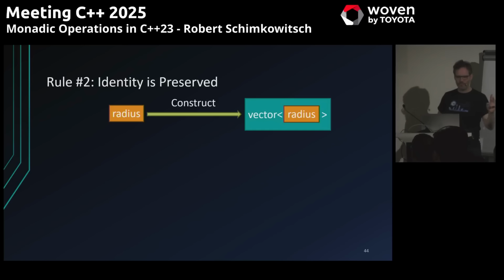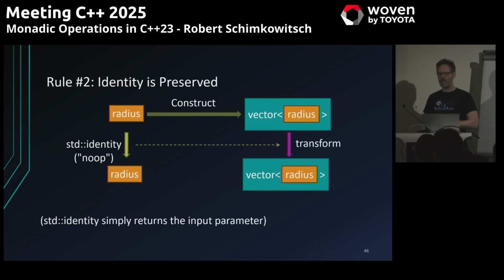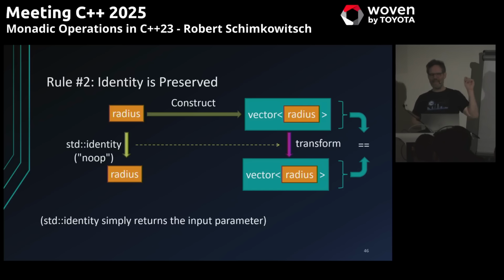The second rule says that identity needs to be preserved. Let's use a different function, std::identity, which takes an argument and returns it unchanged. So, of course, we can also apply it via our functor. So we go from vector of radii to obviously vector of radii. But the important part is it has to be exactly the same thing, which means that the functor is not free to use internal or external state to influence the result that you get.